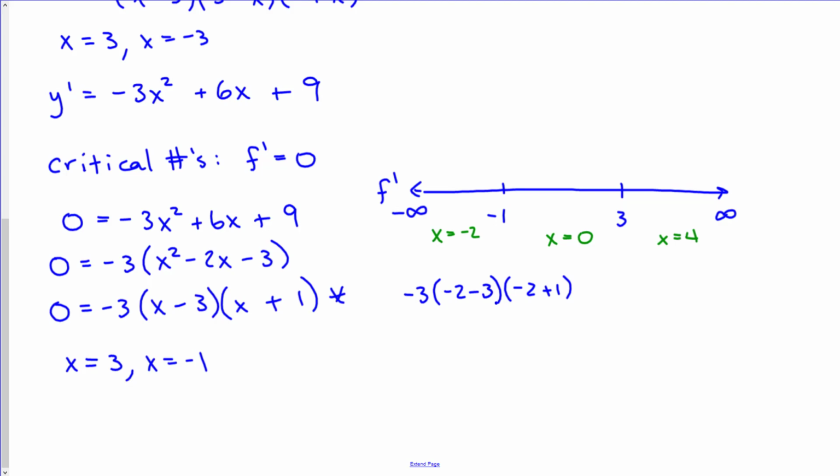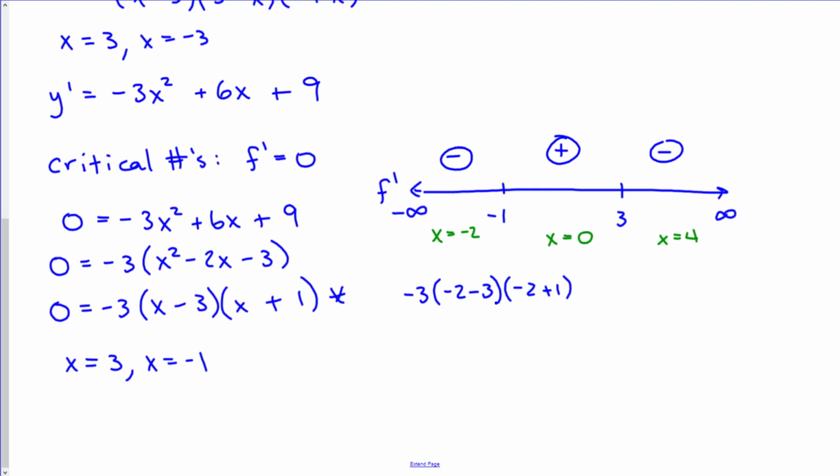So it's effectively negative 3 times negative 5 times negative 1. And negative times a negative times a negative, that's going to result in a negative. So I'm decreasing on that interval. If I put in 0, it's going to be a negative times another negative, because 0 minus 3 is negative 3, times a positive. So negative times positive would result in a positive answer. And if I put in 4, it's negative times positive, which would result in a negative.